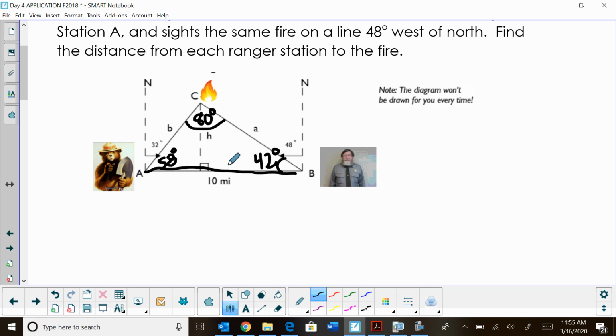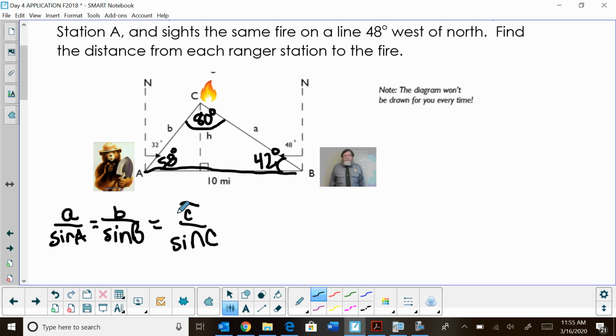Now I have an angle and an opposite side I can work with for the law of sine. And as you know, the law of sine is a over sine of angle A is equal to b over sine of B, equal to c over sine of angle C. So we're going to use angle C to solve for the rest. Since c is 10, I'm going to write that over sine of 80. And let's solve for A first.